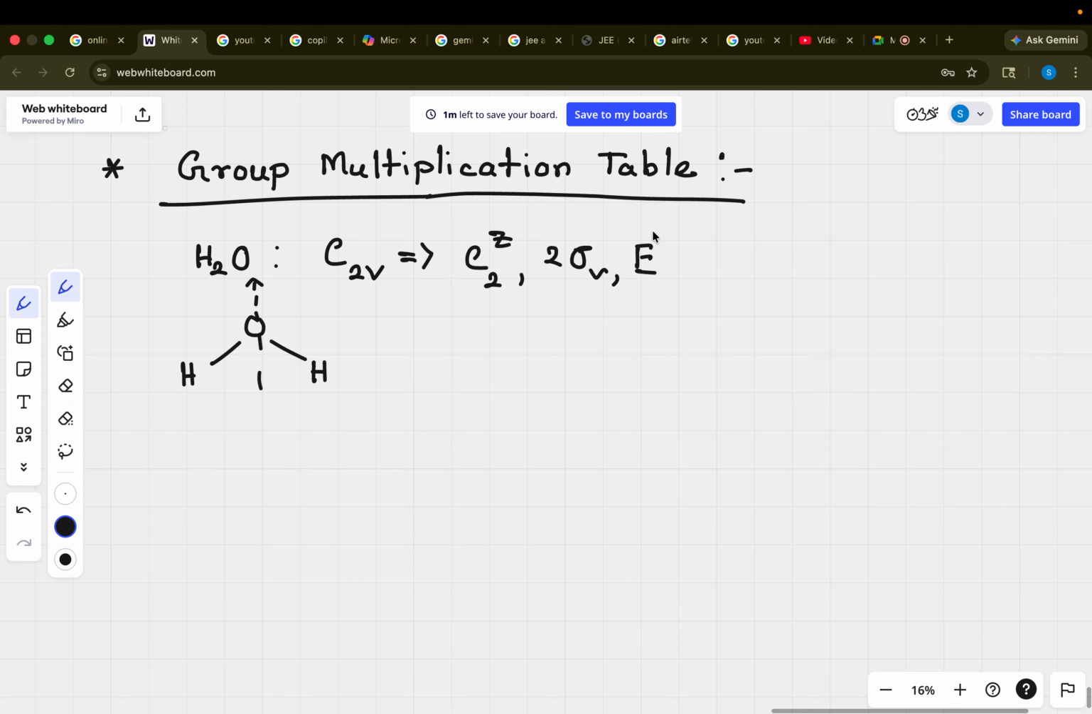Basically this identity is present in all the molecules, and this identity element does nothing, but these are things you already know. So in C2V point group we have the C2Z axis and 2 sigma V. What are the sigma V we have? We have sigma xz and sigma yz.